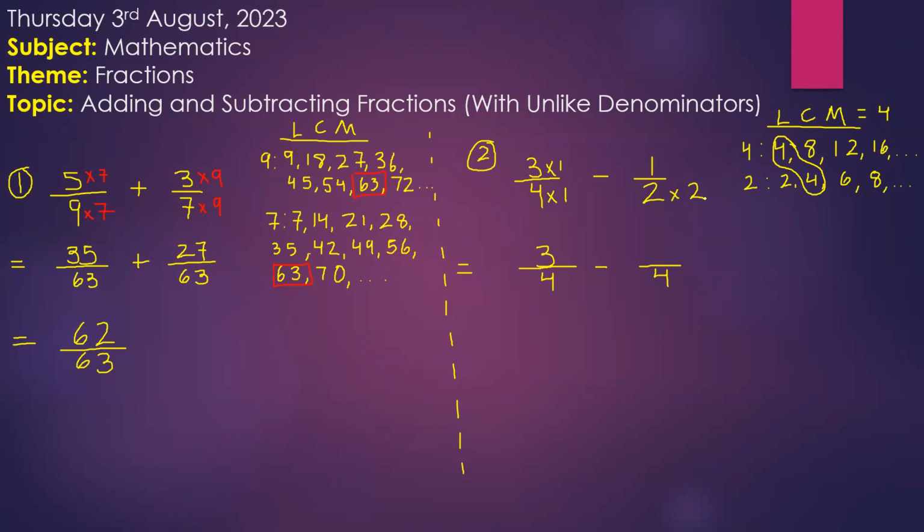All right, so 2 times 2 is 4. And whatever we do to the bottom, we must do to the top. So it's going to be 1 times 2, which is 2 over 4. What's the next thing we do? We subtract. Subtract what? 3 minus 2. What is 3 minus 2? 1. Very good. So the answer is 1 over what? 4. 1 over 4. Very good.